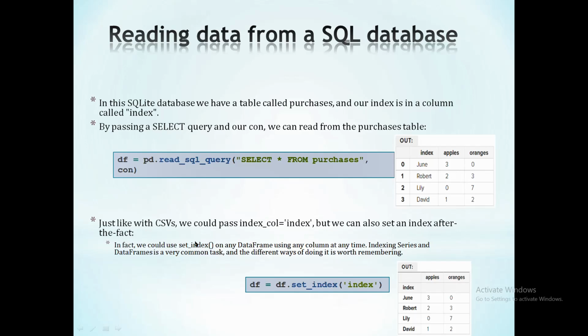Like with a CSV file, we can also set the index. Here I am setting the index as June, Robert, Lily and David. All these are the customers who bought this product. By default it would be 0, 1, 2, 3. So I am setting the customer name as the index of this database table, similar to the data frames we have created.